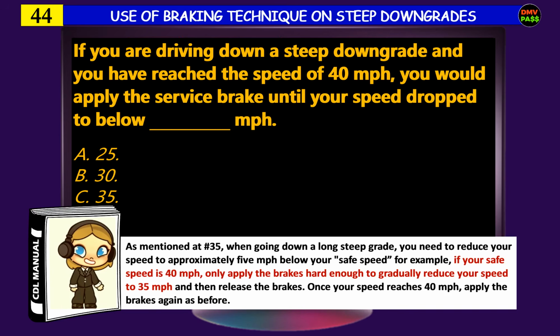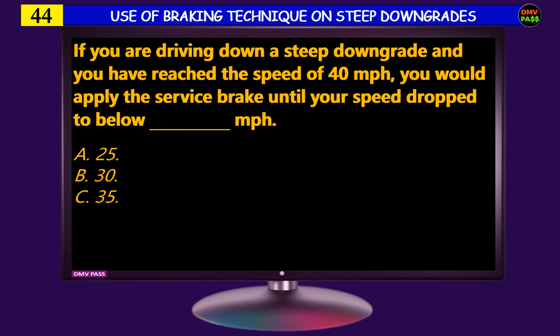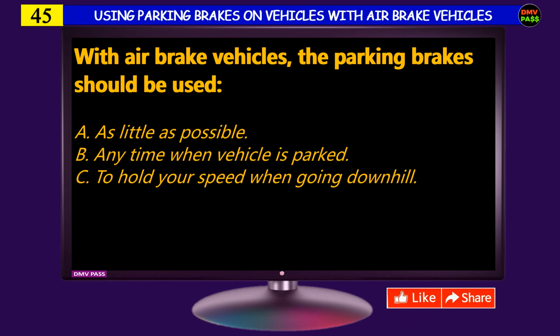Note: as mentioned at number 35, when going down a long steep grade, you need to reduce your speed to approximately 5 miles per hour below your safe speed. For example, if your safe speed is 40 miles per hour, only apply the brakes hard enough to gradually reduce your speed to 35 miles per hour and then release the brakes. Once your speed reaches 40 miles per hour, apply the brakes again as before. So, the correct answer is C. 35.